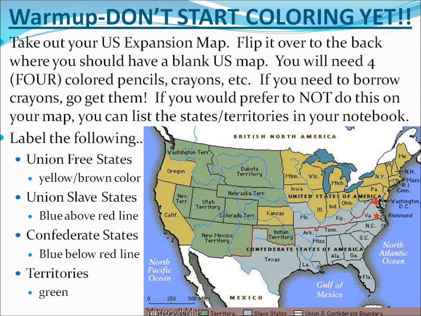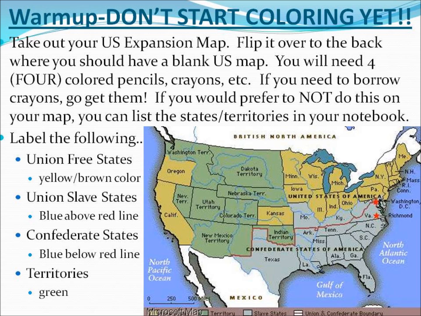The next one is going to be the states that are going to be the Confederate States of America. And looking at this map, that is going to be all of the states that are bluish gray south of the red line. So that's going to include Texas, Arkansas, Louisiana, Mississippi, Tennessee, Alabama, Georgia, Florida, South Carolina, North Carolina, and Virginia. So the Confederate States of America are all of the bluish gray states that are south of the red line.